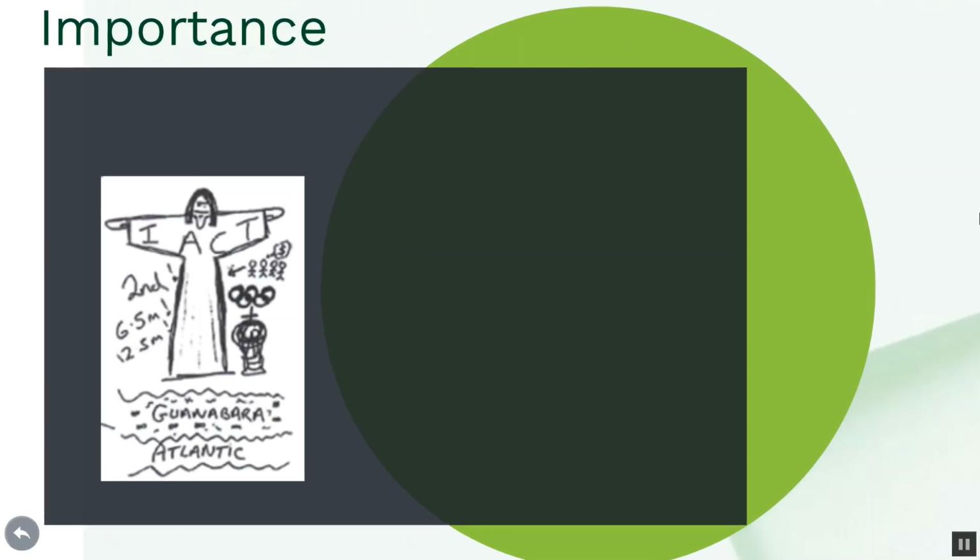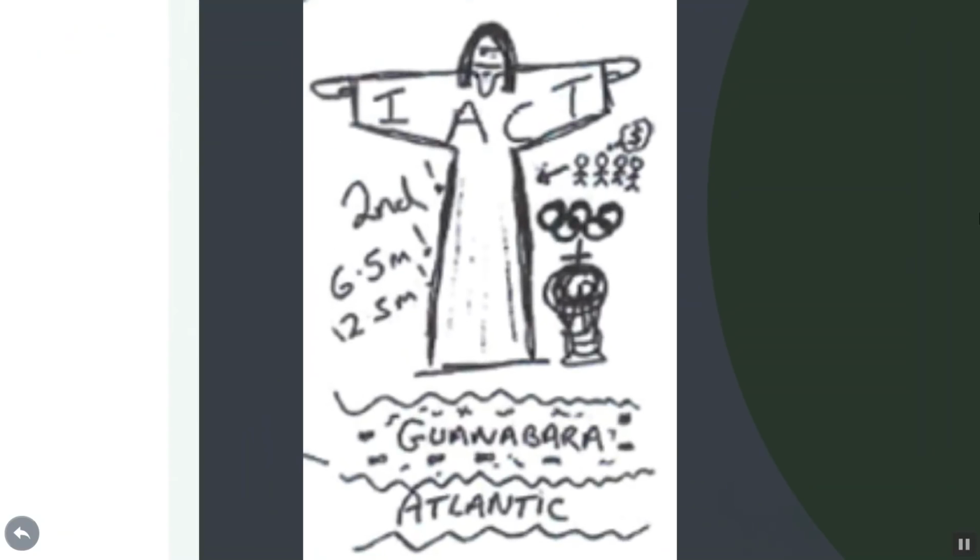And we can see our picture just here. This central image is to represent all of the elements that make this city important. And we'll start with the top part here. And we've got the letters that spell out IACT. If you're asked a question to explain why Rio is important, remember those letters, IACT.